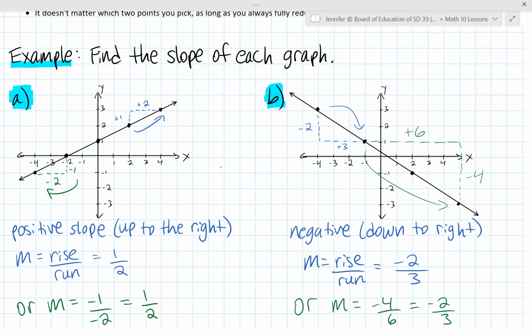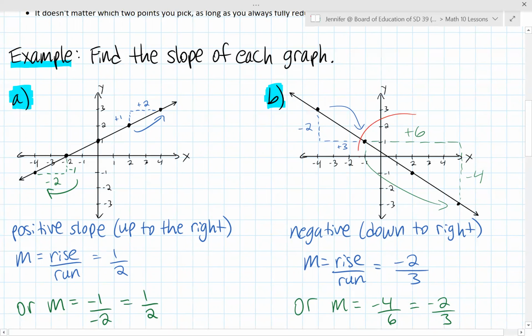In this example B, we can predict that it will be a negative slope because it's going down to the right. And to calculate the exact slope, we just pick any 2 points. So I picked these two, and going from this point to this point, we've gone down 2 and to the right 3. So that would be -2 over +3, and that's fully reduced, so we're done.